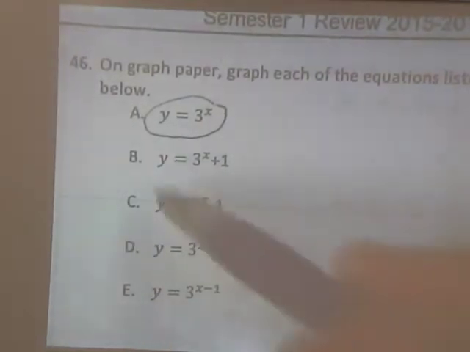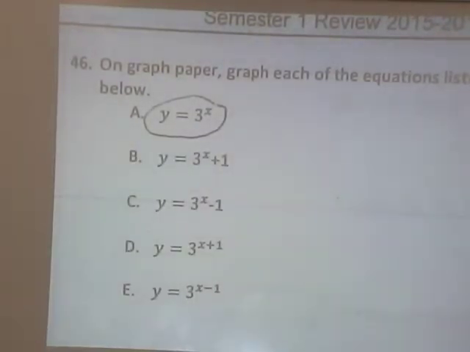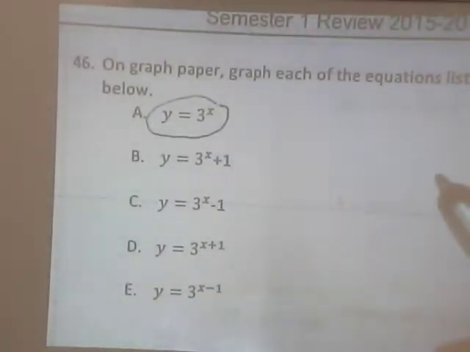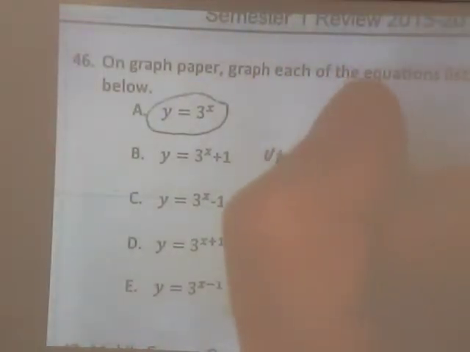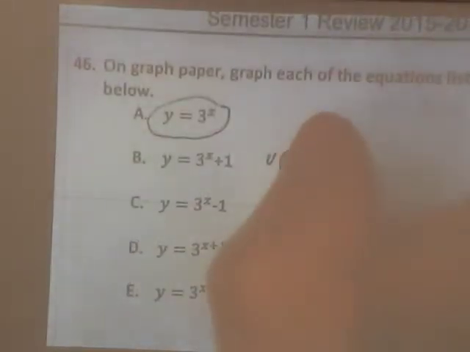Look at B and C. What they're doing is they're adding or subtracting one at the very end of the equation. So what that's going to do is it's going to move it up or down, in the direction you would think it would move. What do you think is going to happen if you add one at the very end of the equation? It's going to move it up or down. Which way do you think? Up. Yep. So it's going to move it up one. The entire graph is just going to be moved up one. What do you think is going to happen when you subtract one at the very end of the equation? Down one. Good.